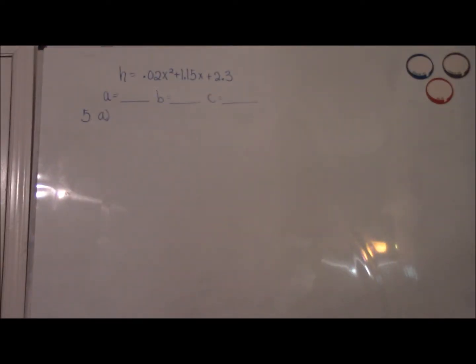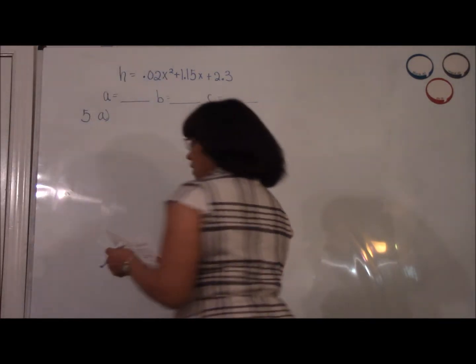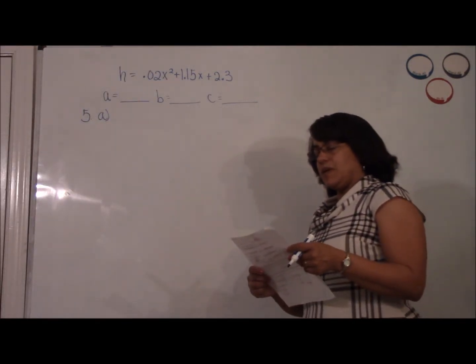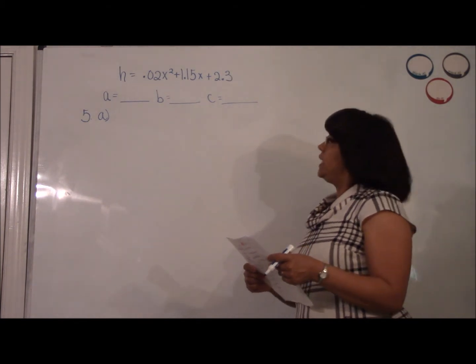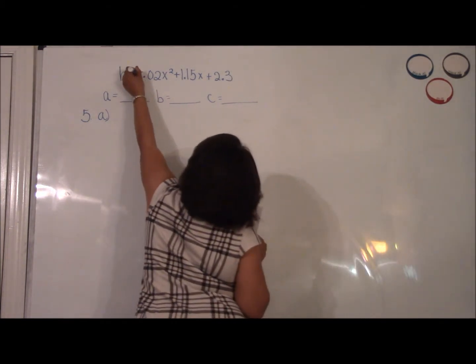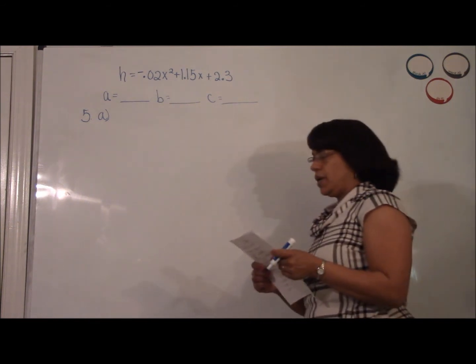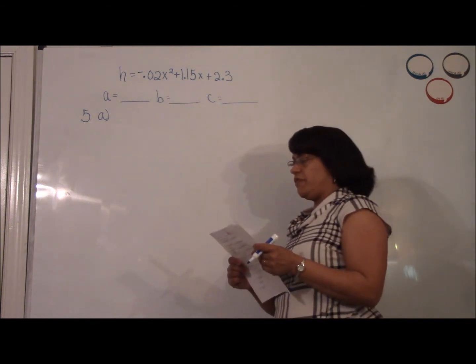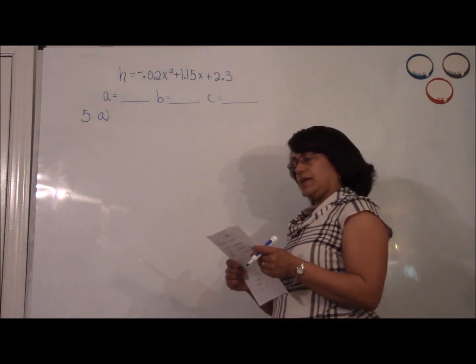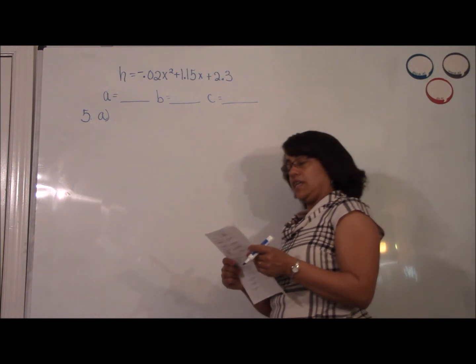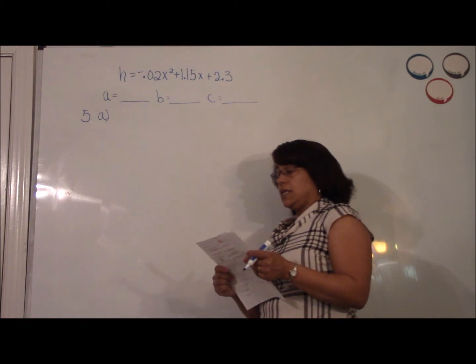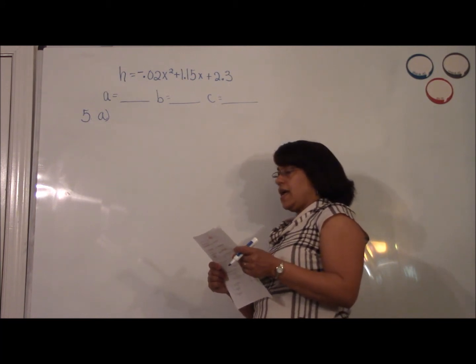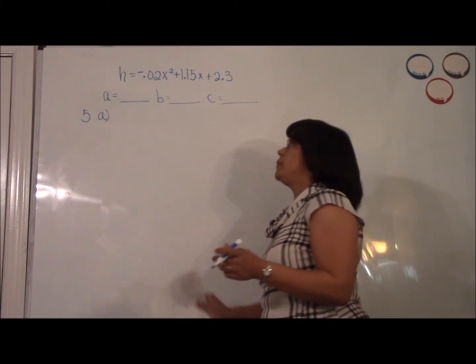Okay, let's begin with number 5. The height of a punted football can be modeled with a quadratic function. H is equal to negative 0.02x squared plus 1.15x plus 2.3. The horizontal distance in feet from the point of impact, which is the kicker's foot, is x. Okay? And h is the height of the ball.